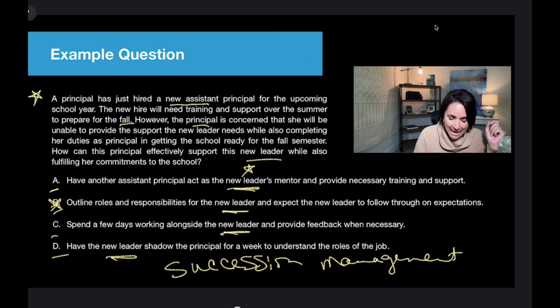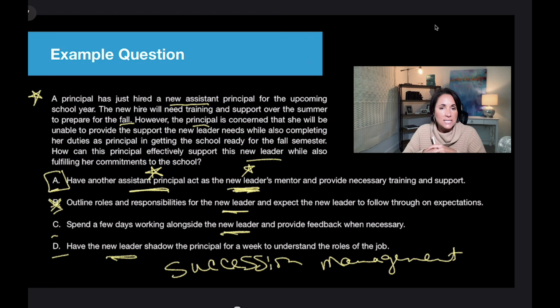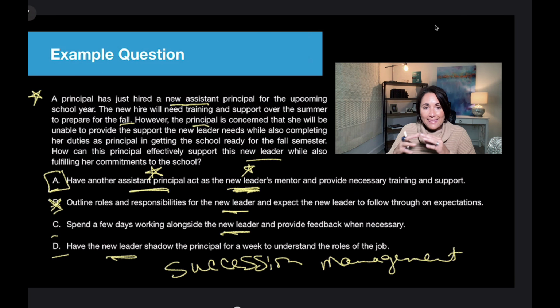And in this case, A is going to be the best answer, because not only are you providing the mentorship to the new leader through the other assistant principal, but you're giving this assistant principal an opportunity to lead and to share his or her practice with the new leader. So that's why A is the best answer choice here.